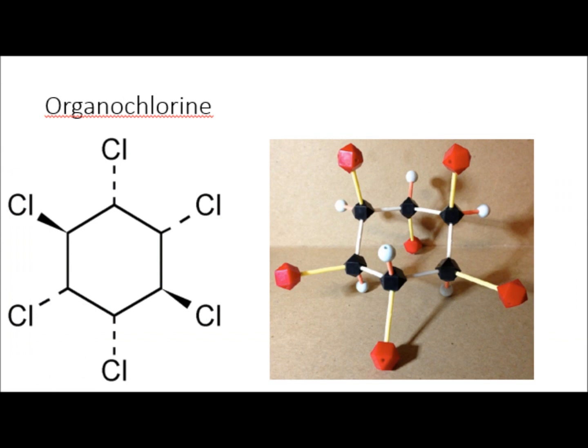Organochlorines contain carbons, hydrogens, and chlorines. The model shown is a simple lindane molecule with a carbon ring. Each carbon has a chlorine and a hydrogen attached. This is an example of an organochlorine pesticide. Because these chlorine-carbon bonds are hard to break, organochlorines do not decompose easily.